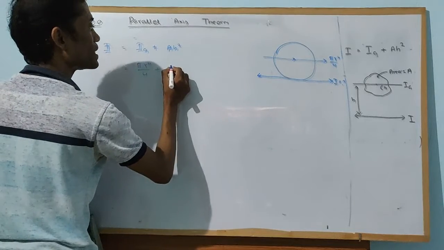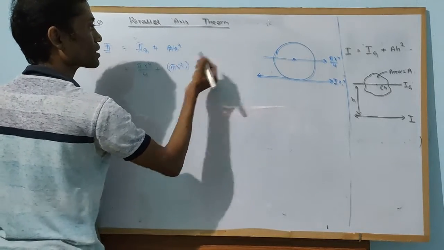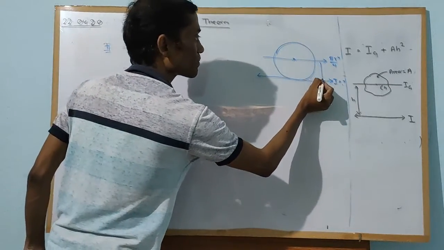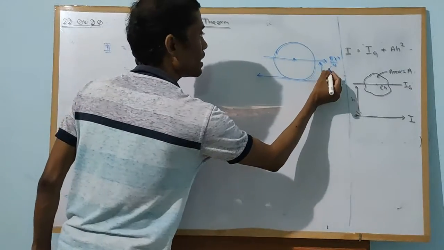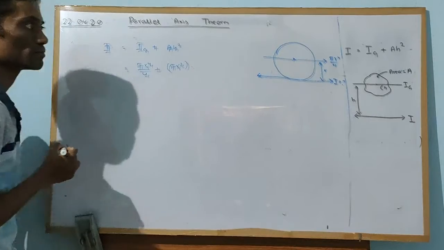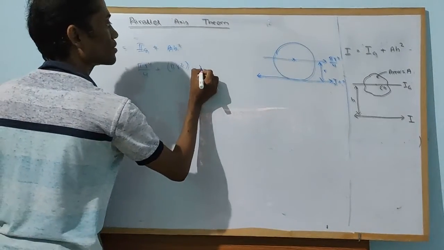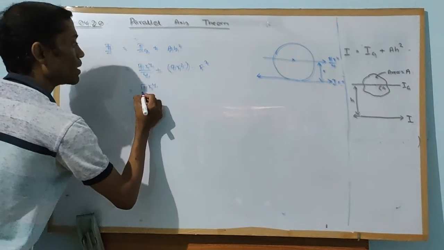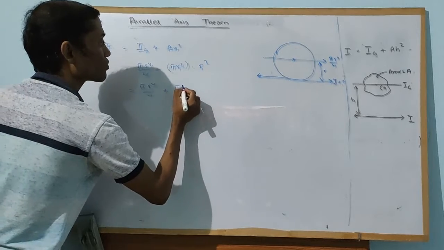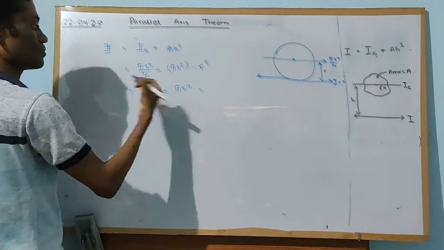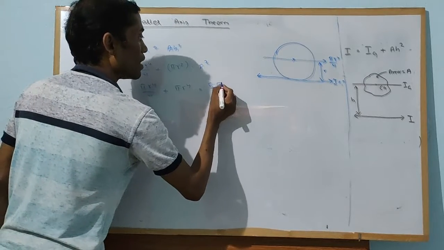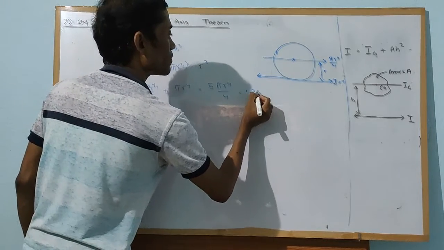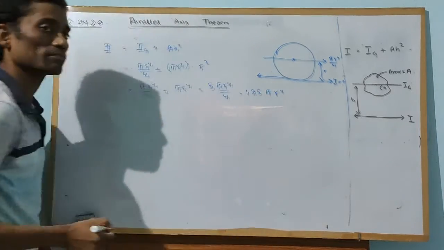Plus area, area of the circle, pi r square, into x square. What is x? The distance between the two axes, the parallel axis and the axis where you want to calculate the moment of inertia. That is r, so it is r square. So it is pi r4 by 4 plus pi r4. That is 1.25 pi r4. That is the answer.